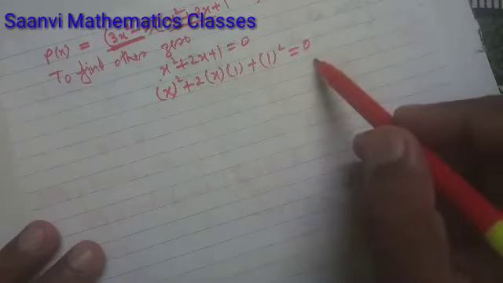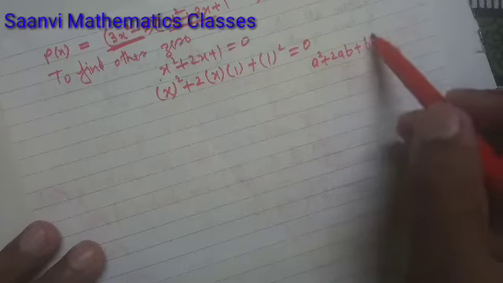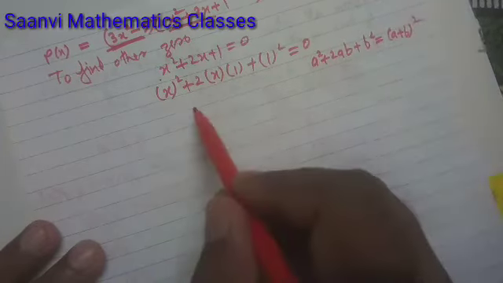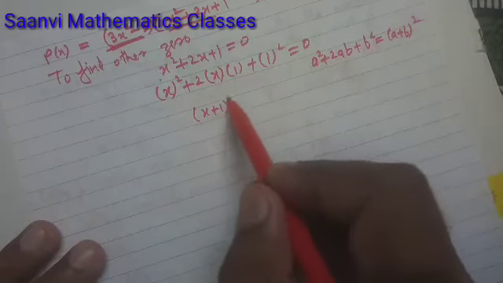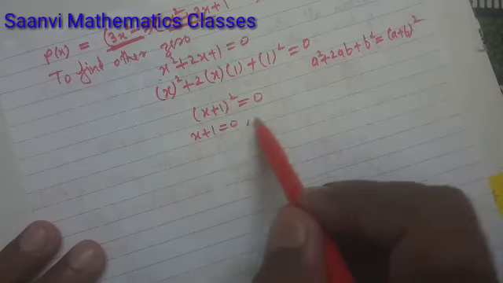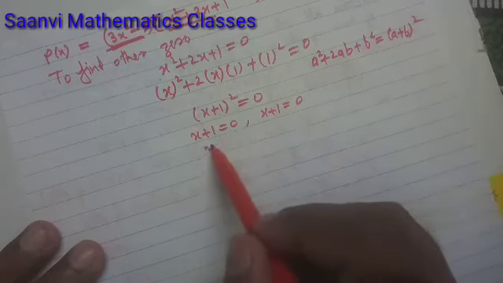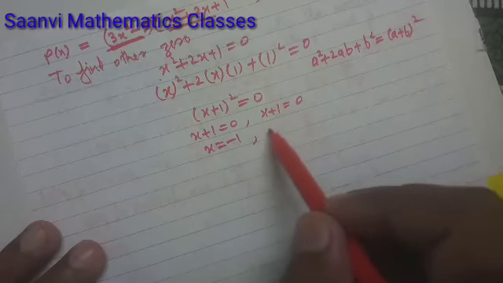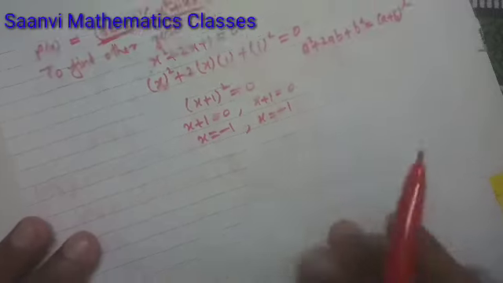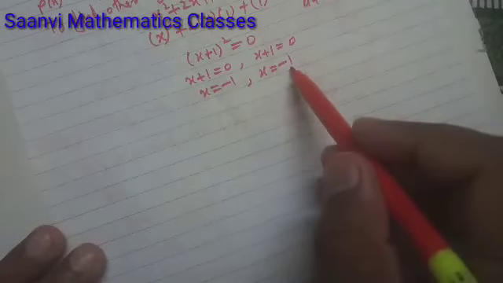Now it is looking in the form of a square plus 2ab plus b square, which is nothing but a plus b whole square. So I can write this as x plus 1 whole square is equal to 0. So this implies x plus 1 is equal to 0 or x plus 1 is equal to 0, because the square means two factors. So it implies x is equal to minus 1. This also implies x is equal to minus 1. So we got the two other roots as minus 1 and minus 1.